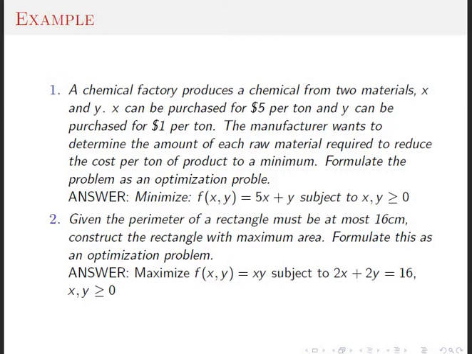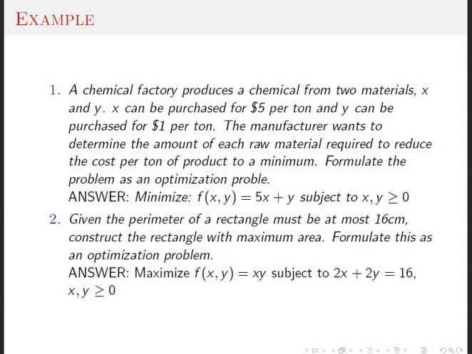Here, the objective is to minimize the cost per ton. Hence, it is expressed as minimize f of x y equals 5x plus y. Since x and y are amounts of materials, they must be positive values.